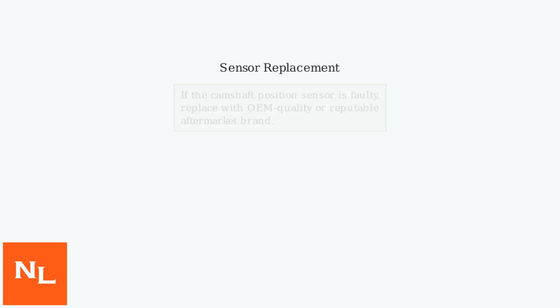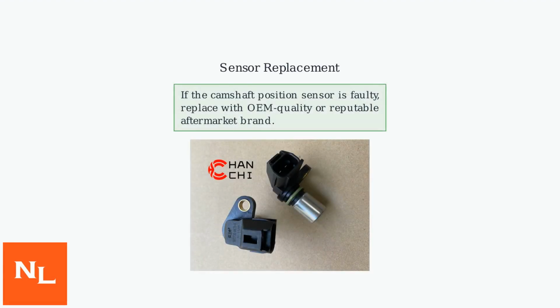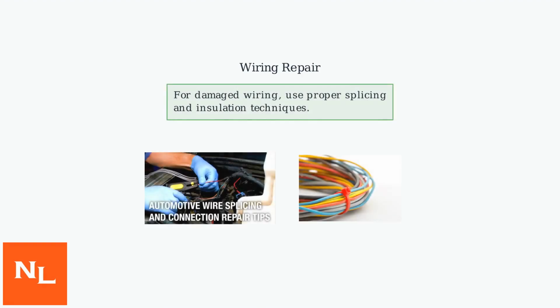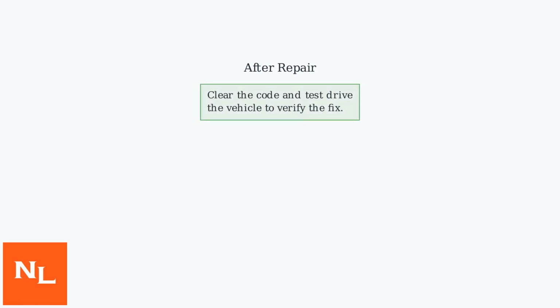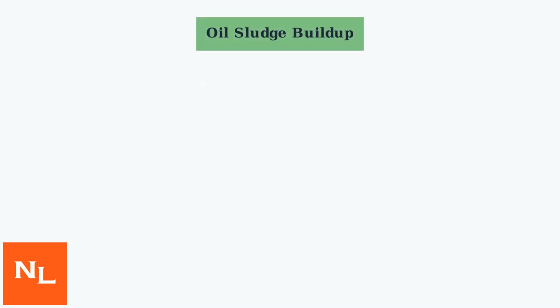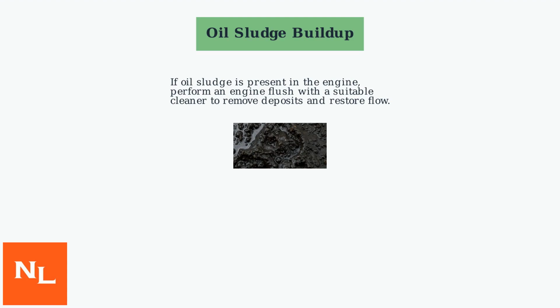If a faulty camshaft position sensor is causing the P000A code, replacement is necessary. Choose an OEM quality sensor or a reputable aftermarket brand to ensure proper fit and performance. For damaged wiring issues, properly repair using correct splicing techniques and ensure good insulation to prevent future electrical problems. After completing the repair, clear the diagnostic code from the vehicle's computer and perform a test drive to confirm the issue is resolved.